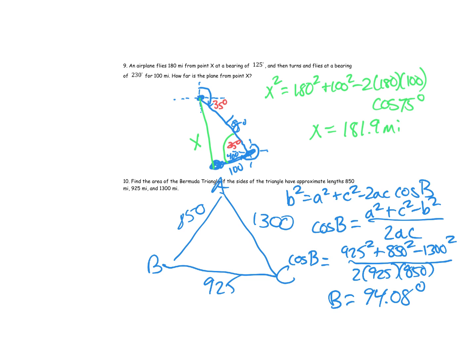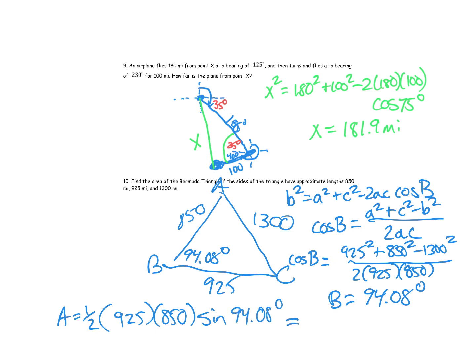But now I have an included angle, 94.08 degrees. So I can use the area formula to find the area of this triangle. So area is 1/2 times 925 times 850 times sine of 94.08. And this area ends up being about 392,129 miles squared.